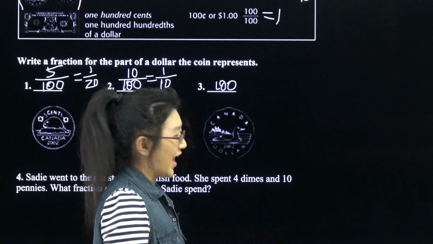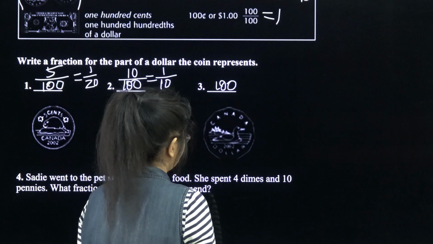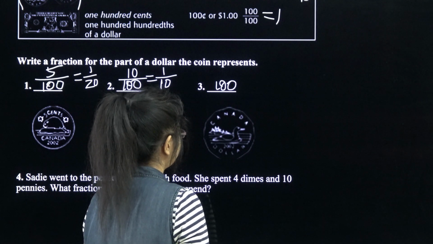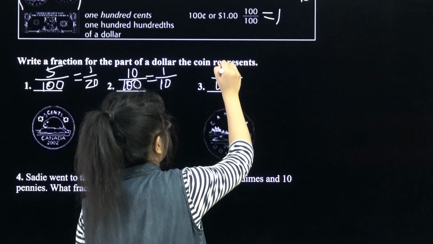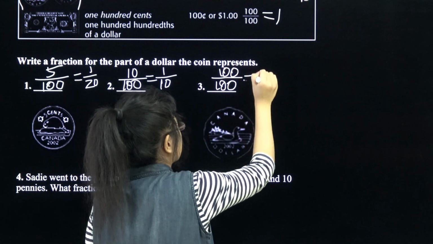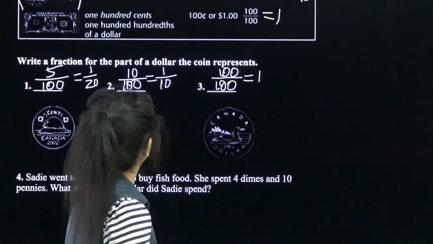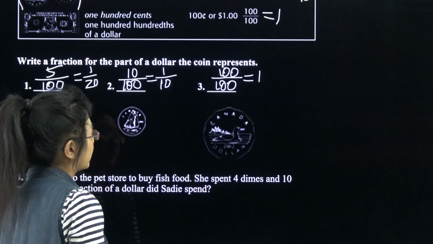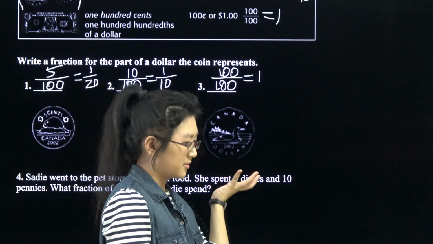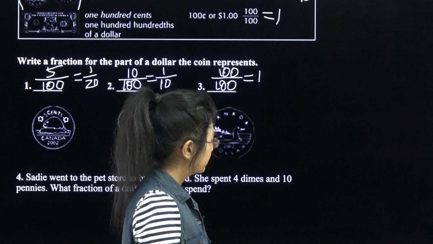This is just a flat out dollar. The Canadians call them loonies. A dollar is 100 cents, so 100 over 100 is equal to 1. Write a fraction for the part of the dollar the coin represents. You don't really need a fraction because this is an entire thing.